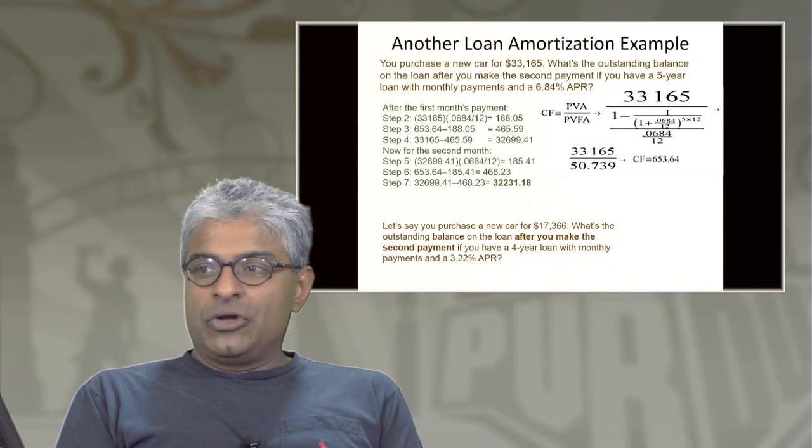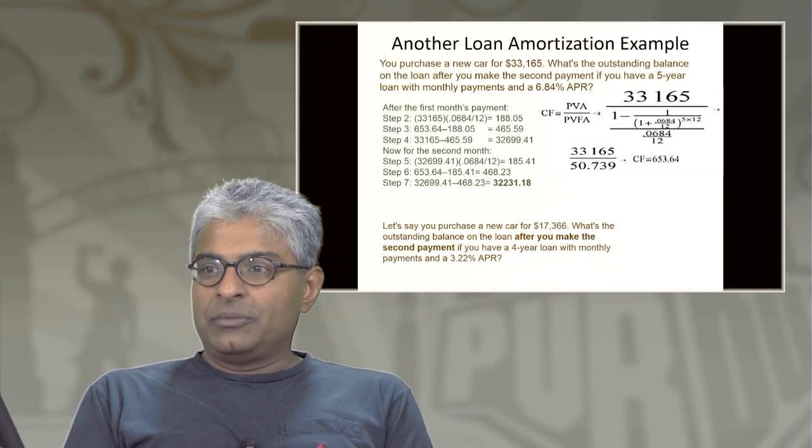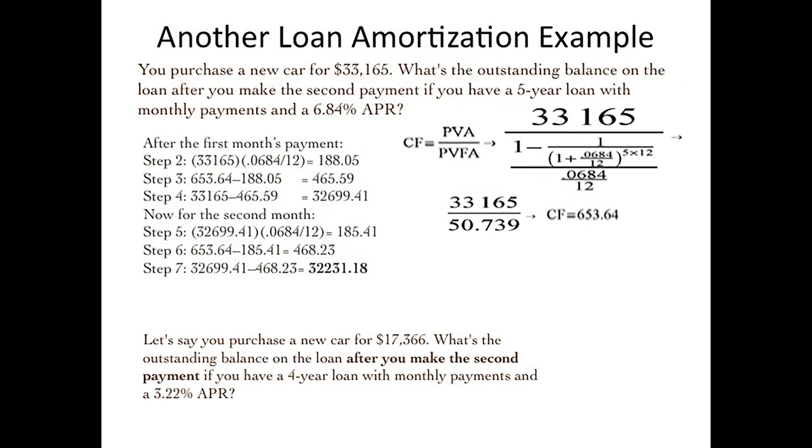So here's another loan amortization example. This one states that you purchase a new car for $33,165. What is the outstanding balance on the loan after you make the second payment? If you have a 5-year loan with monthly payments and a 6.84% APR. So it's a little bit more complex than what we have seen, but only slightly, and you should be using the same approach, right? And I'll walk you through that.